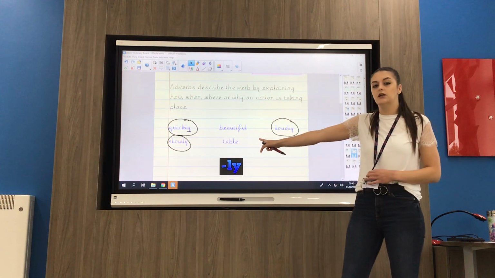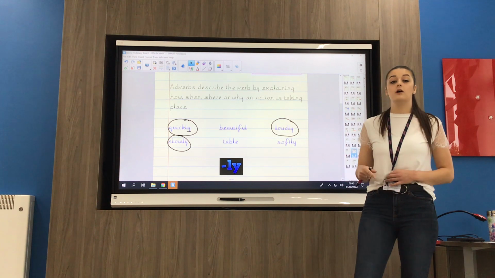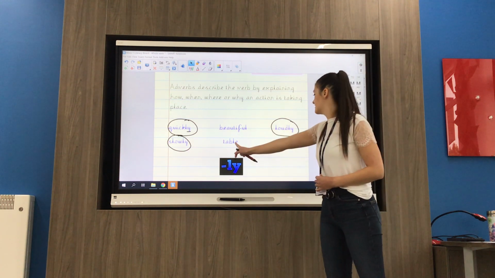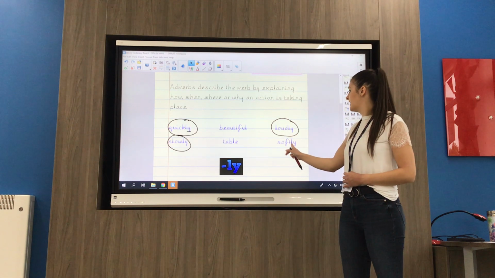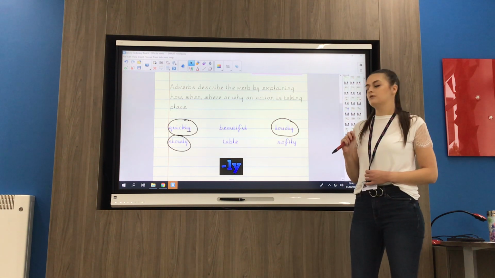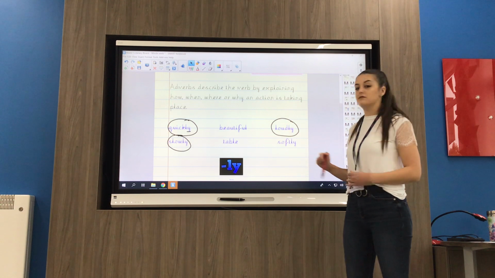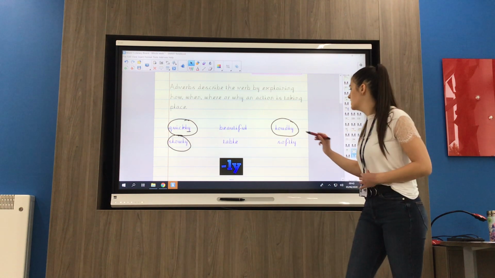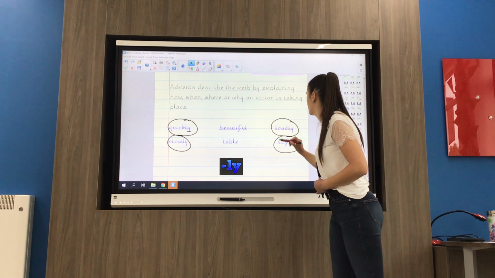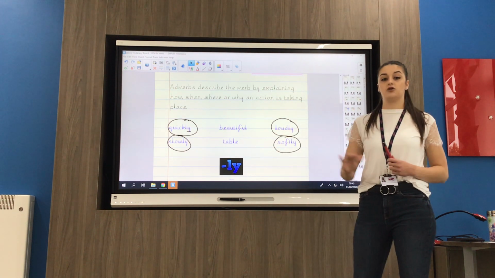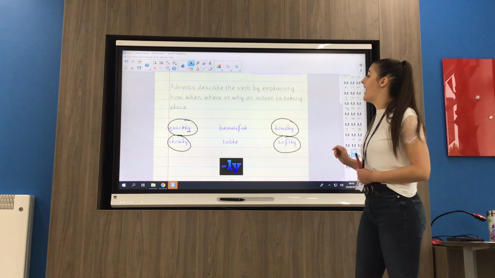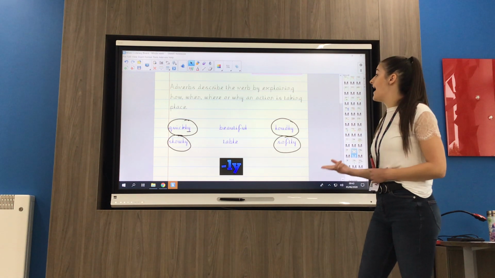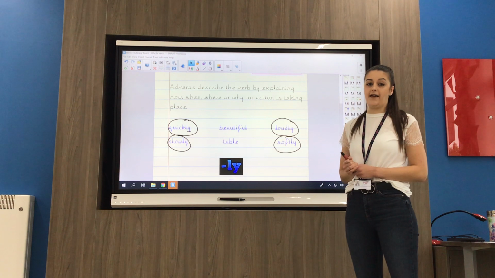Now I've got table. Now we did nouns, we know that's a person, a place or a thing. So that's not an adverb. Softly. Now that ends in an ly, and you might stroke a dog softly, and stroke is a verb. So that must be an adverb because that tells me how I stroked the dog. Now remember, adverbs can tell us not just how, but when, where or why the action is taking place.